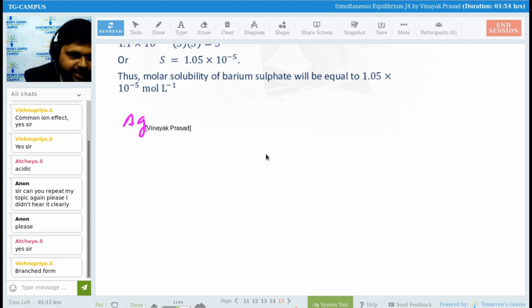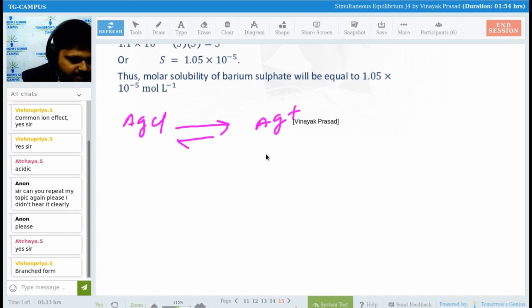The question is: we have AgCl, right? There will be backward and forward reactions, so it will break down into Ag+ and Cl-, right? Let's suppose initially we have some concentration, but after that, this will dissociate into S and S. S is the concentration. Earlier it had some concentration and here it was 0, 0, that is, no reaction was there. But after dissociation it will have S and S. Getting my point?